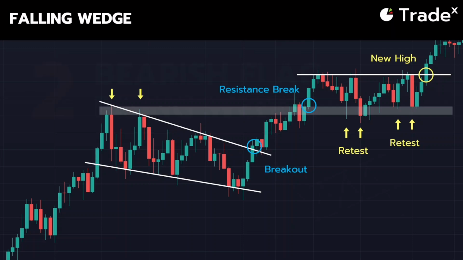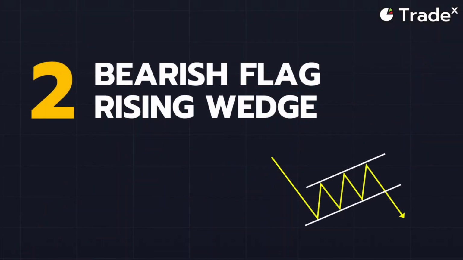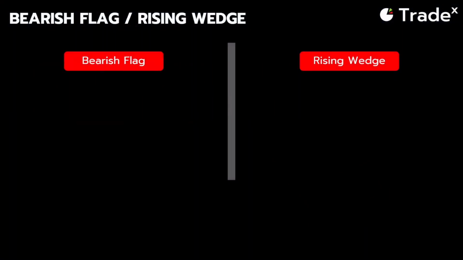Next, let's turn our attention to the bearish flag and rising wedge patterns, which are essentially the bearish counterparts to the bullish flag and falling wedge. Both patterns indicate potential downward momentum, offering traders opportunities to capitalize on bearish market conditions.